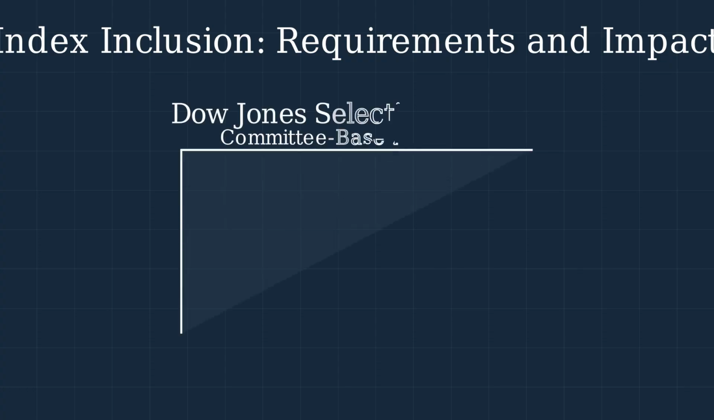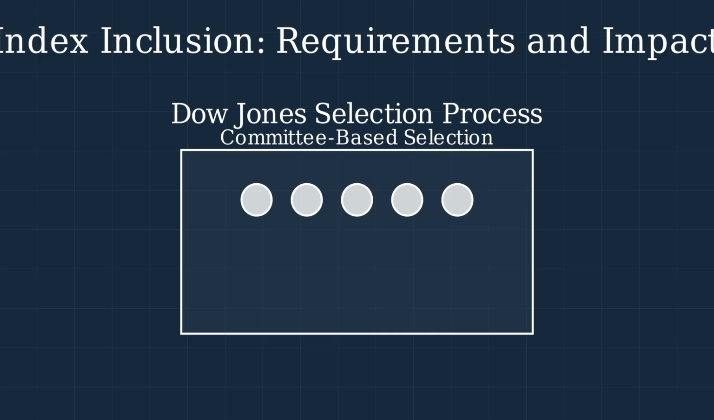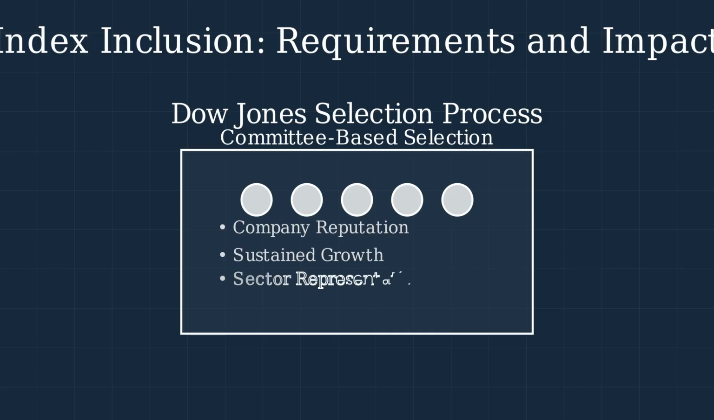The Dow Jones Industrial Average selection process is more subjective than other indices. Companies are chosen by a committee rather than purely quantitative metrics. The selection committee focuses on company reputation, demonstrated growth, and ensuring proper sector representation across the index.